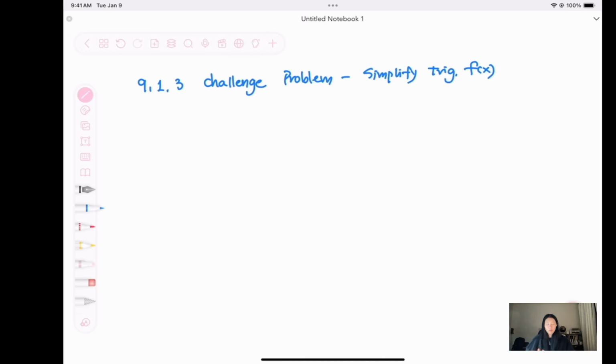In this section, we're going to talk about the challenge problem. Actually, I'm going to give you some examples of the challenge problem and how we solve it. What's the idea? How do I do this? One is sine negative x times cosine negative x, and then cosecant negative x.